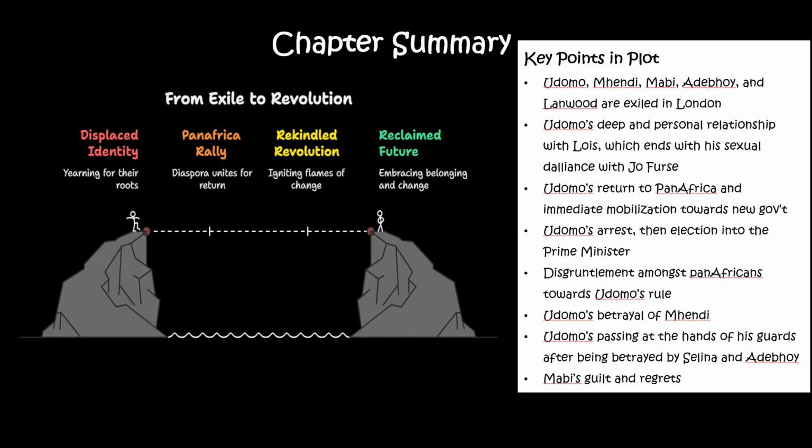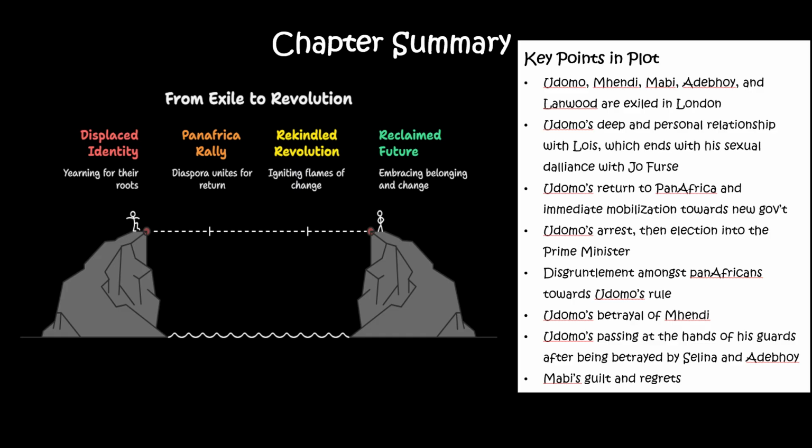But this is met with resentment, not only from the people who had expected a total expulsion of white people from the country, but from his friends in government too, notably Adebhoy and Selina, who are revealed to have strong tribalistic tendencies. When Lanwood, Mabi, and Menti arrive, it is to a government that has tension.